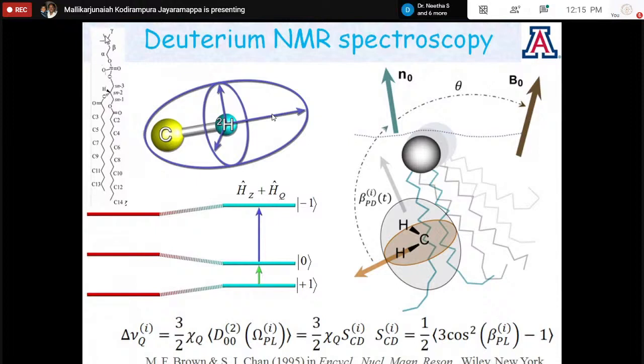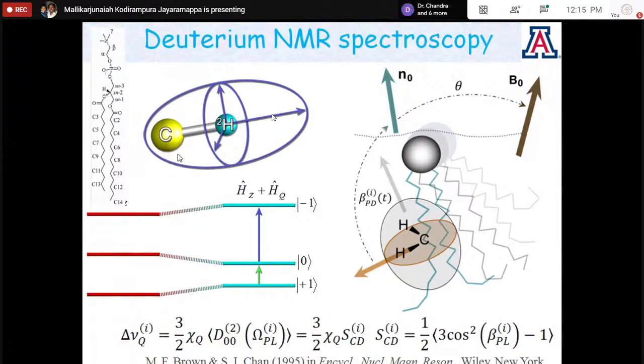Then if I want to measure the NMR spectrum, I get an NMR signal from every point, and my spectrum will be much more complicated. To avoid these complications, we selectively deuterate the CH2 group at one particular point at a time or all together, and instead of hydrogen, we keep deuterium.